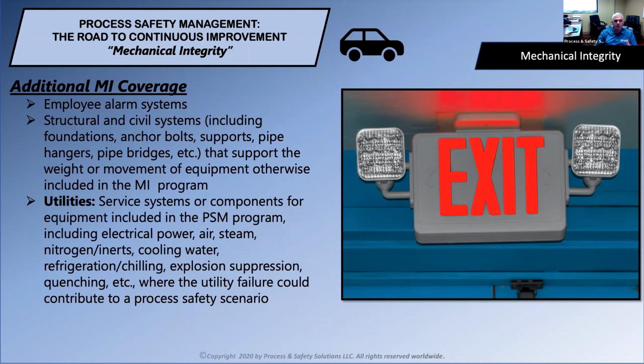Also, you may have utilities. Service systems or components for equipment included in the MI could be electrical power, air, steam, nitrogen, all kinds of different systems that could be included.